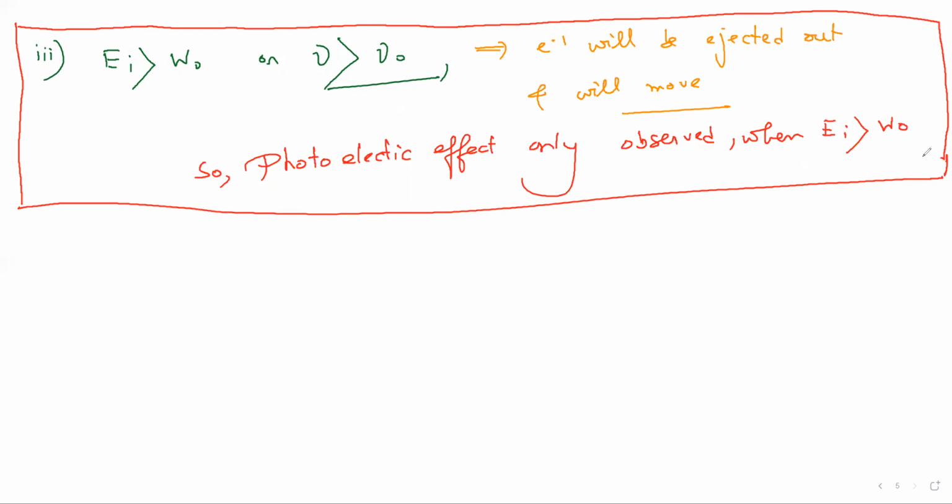Any doubt regarding this part? Up to that part is clear.